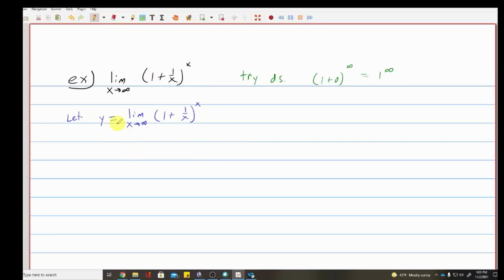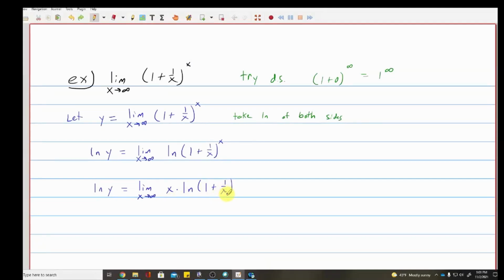But now it looks like I have an equation, so I can do things that we can do to equations, like take the natural log of both sides. So then I have natural log of y equals the limit as x goes to infinity of the natural log of (1 plus 1 over x) to the power of x. And remember, the property of natural logs that is so useful here is that when you have natural log of stuff to a power, you can bring that power out front as a coefficient. So natural log of y is going to equal the limit as x goes to infinity of x times the natural log of 1 plus 1 over x.